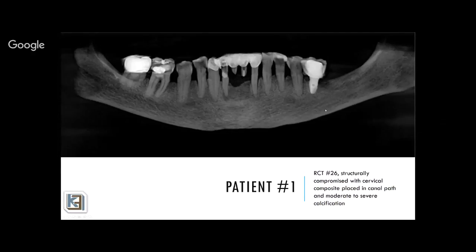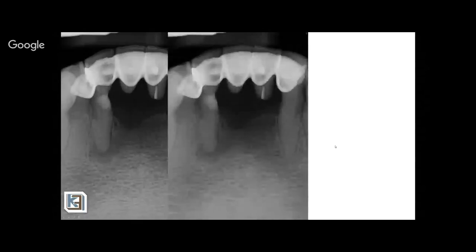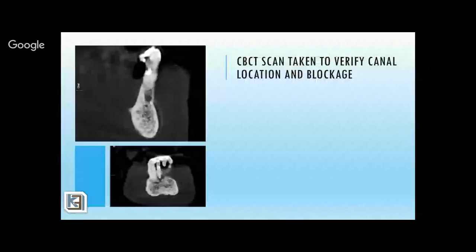This was my very first case to utilize an Endo Access Guide. So this is, again, preoperative x-rays showing the composite blocking the way inside to the canal. Same here, different angulations. We took the CT scan to verify the canal location and the blockage, and you can see here the canal has receded away from the composite, and it's blocked right in the way there. You can see on the bottom here how it's calcified above and below the composite area.